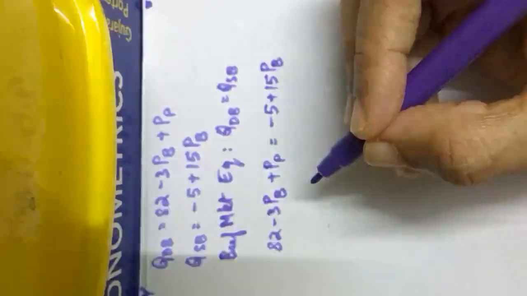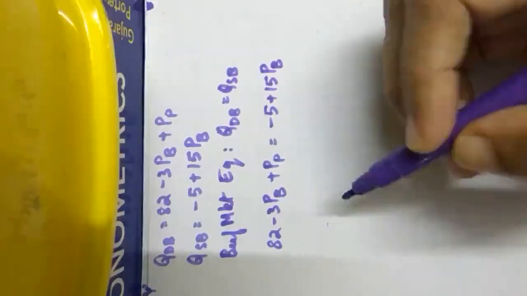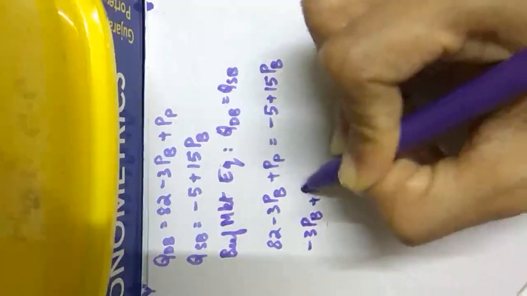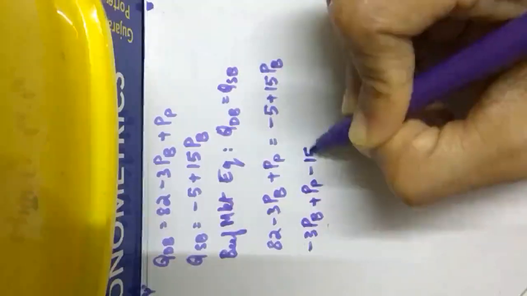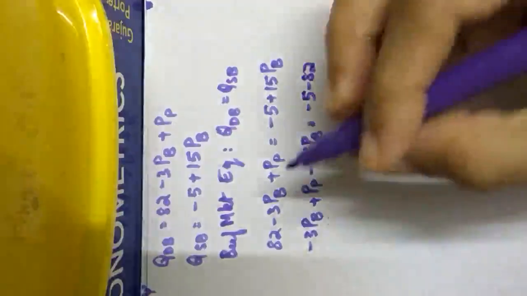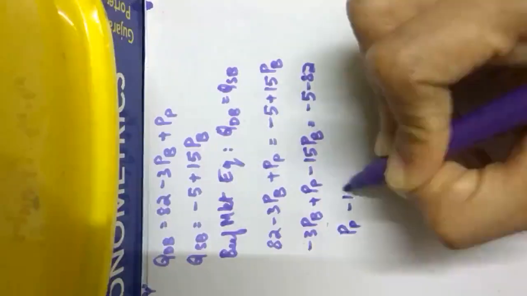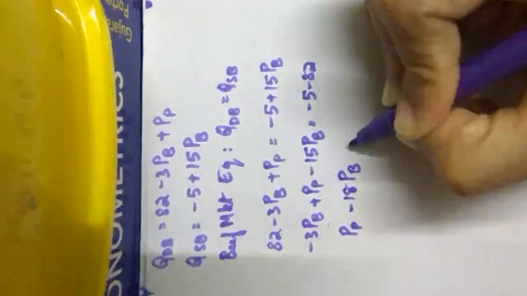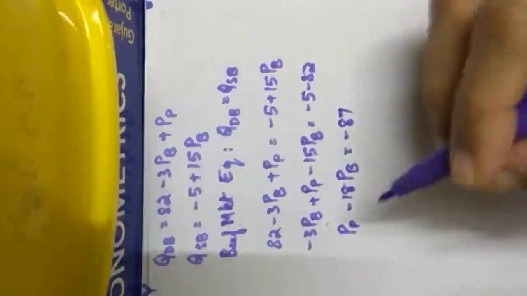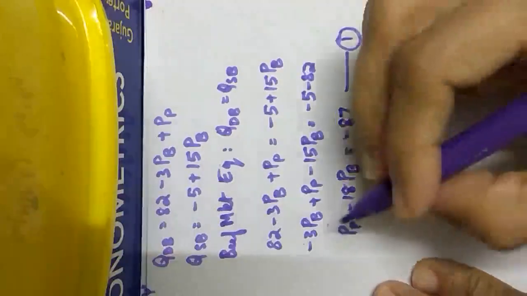Since I'm going to solve it by simultaneous equation model, I'm going to bring all the variables to the left hand side. So I've got minus 3 times PB plus PP minus 15 times PB is equal to minus 5 minus 82, which gives me price of pork PP minus 18 times PB is equal to minus 87. So this first equation represents equilibrium in the beef market.